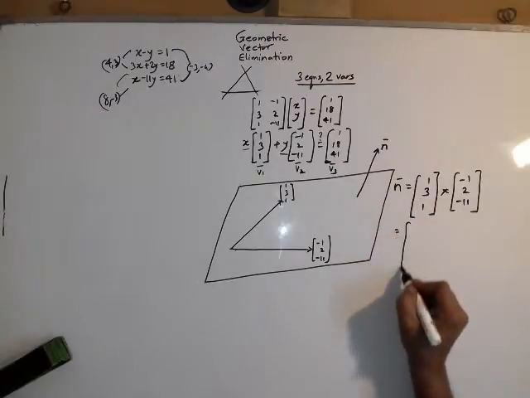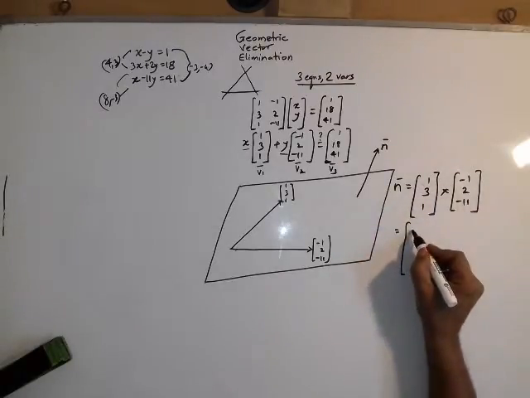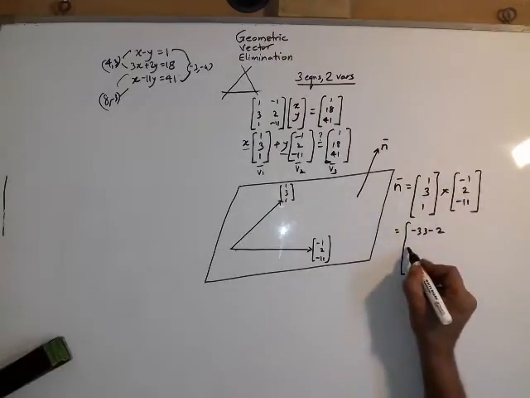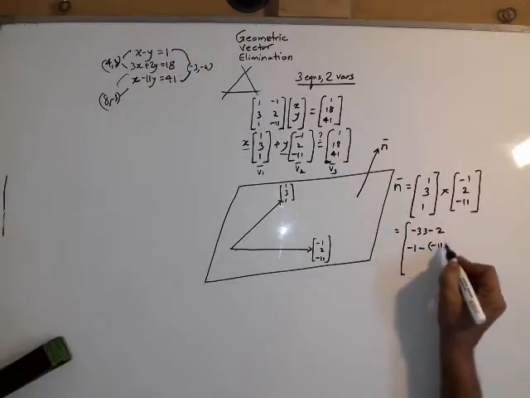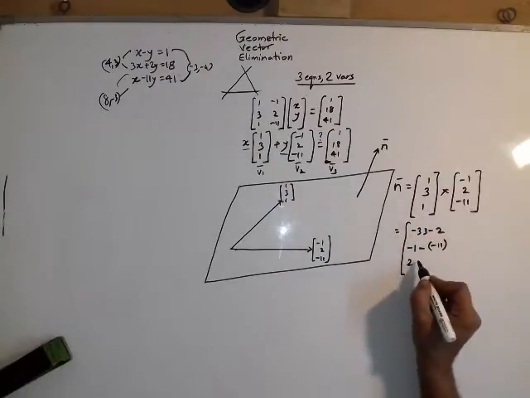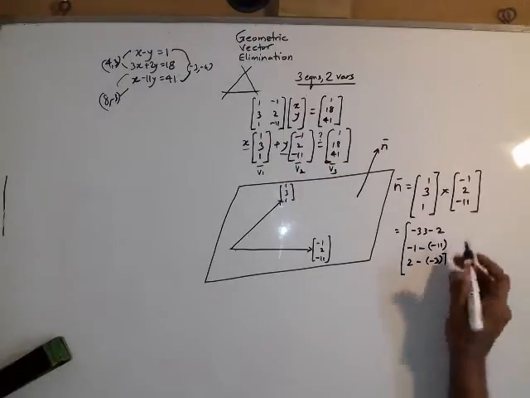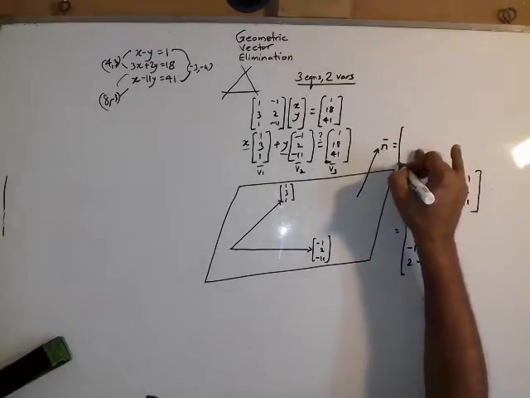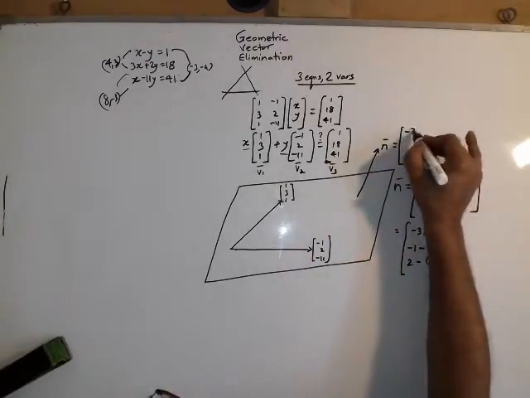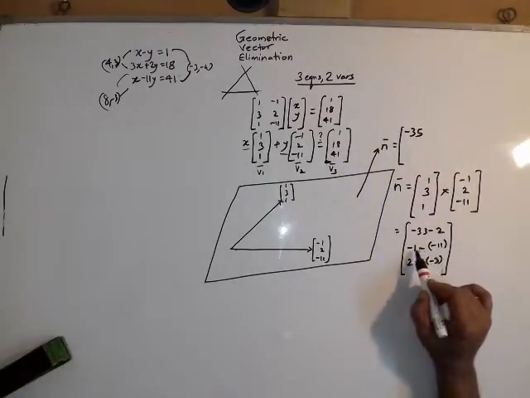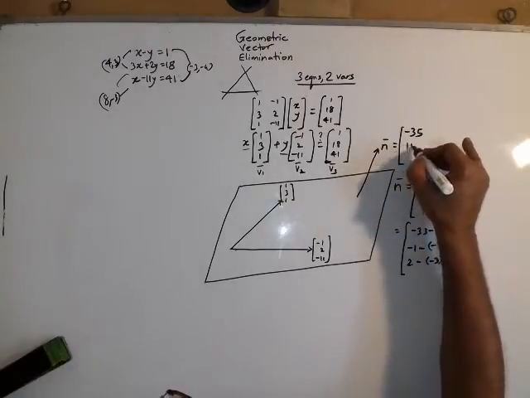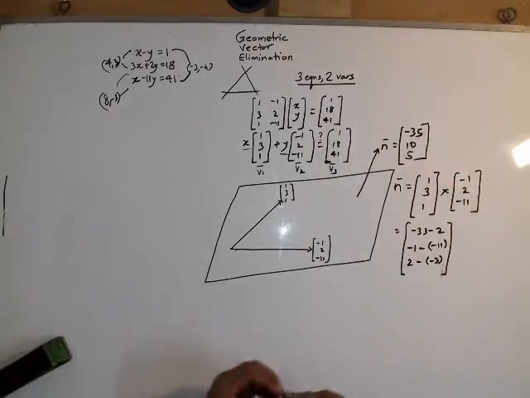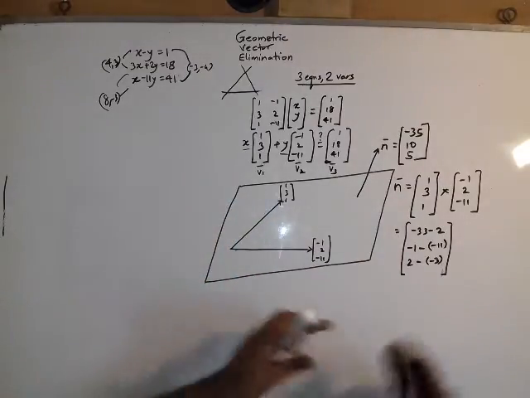Okay, so the normal vector came out to be minus 35, 10, 5. This is minus 1 plus 11, that is 10, and this is 2 plus 3, which is 5. So this is the normal vector to the plane containing these two vectors.